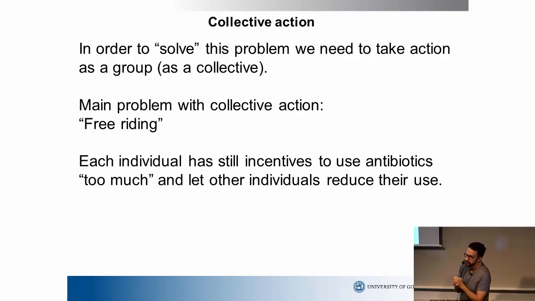However, the main problem with collective action is that each single individual has incentives for hoping that other people will take action. So I can use my antibiotics, but all other people can reduce their use of antibiotics. And we'll call this free riding: that people are free riding on other people's concern for this.